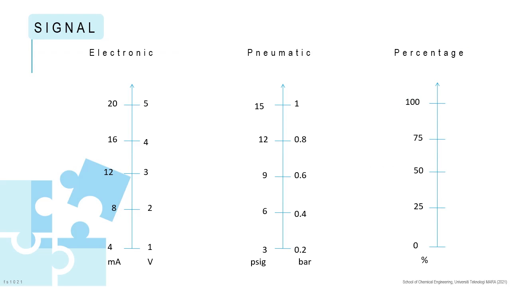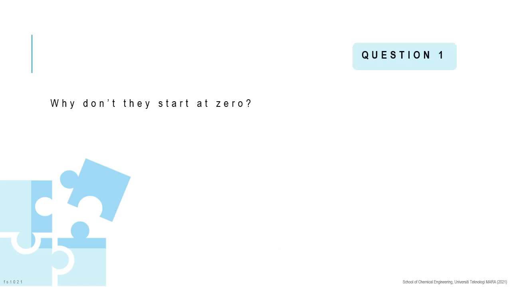The range of transmission signal can be found whether electronic, pneumatic, or percentage, as we discussed earlier. Every signal has its own minimum and maximum range. For example, for electronic, the range is from 4 to 20 mA and 1 to 5 volt. Pneumatic is from 3 to 15 psig and 0.2 to 1 bar. And finally, the percentage is from 0 to 100%. If you notice, the transmission signal minimum value is different from one to another. In your opinion, why don't they start at 0?